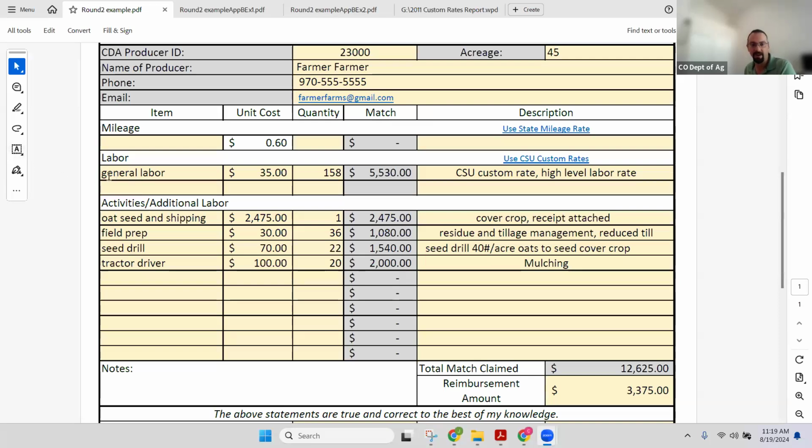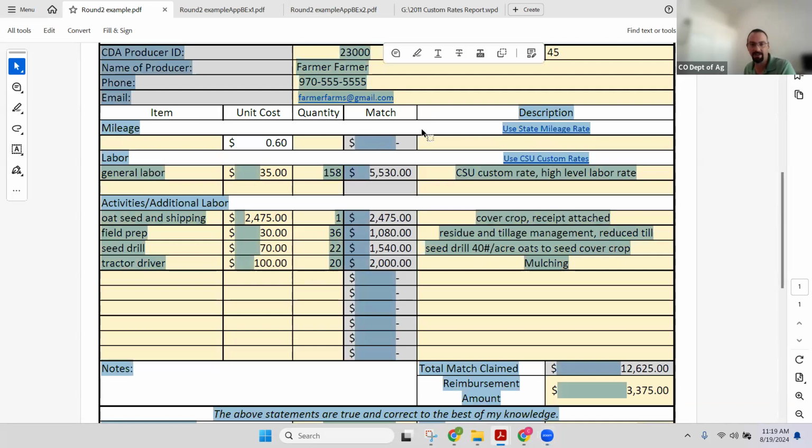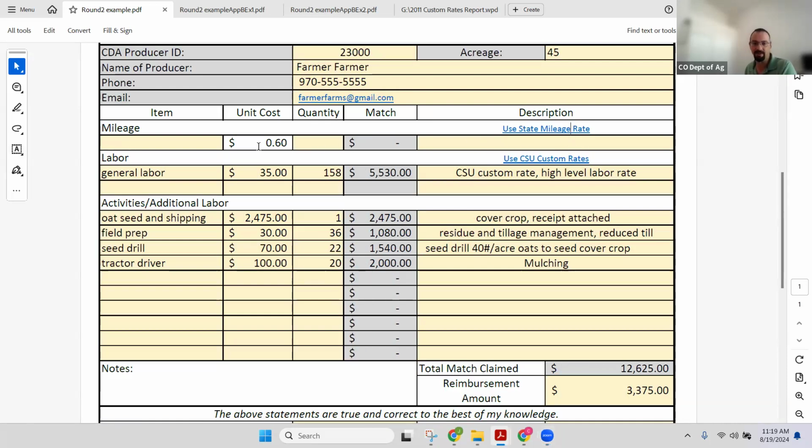So you can see how there's an opportunity for miles. This person didn't have any. You can see the labor is in here. We called this general labor using the CSU custom rate sheet, which I'm going to show in just a minute. At this rate that matched the rate and this many hours that came up with this many dollars.